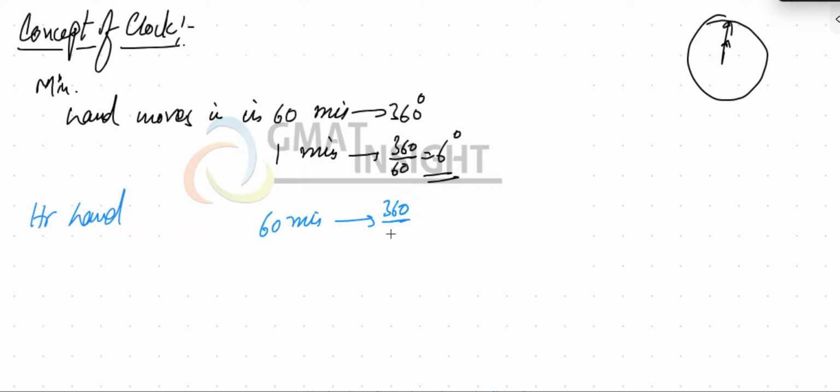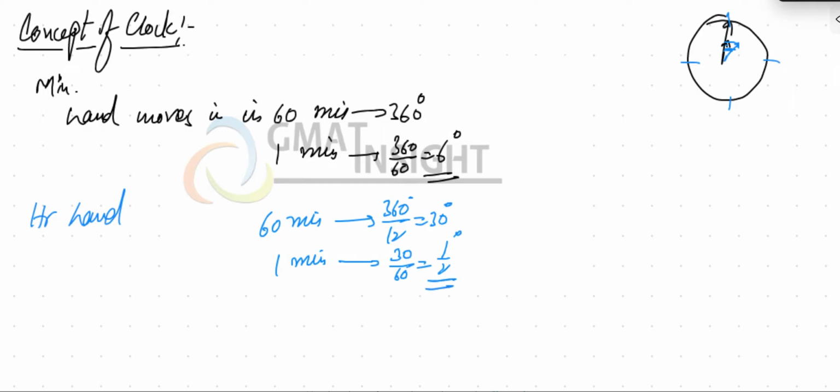We can find this out by dividing 360 by 12, because there are 12 numbers in a clock. Suppose it's 12 o'clock, then in 1 hour the hour hand will move from 12 to 1. So we have to find the angle between 12 and 1, which is 360 divided into 12 equal parts, that is equal to 30 degrees. That means in 1 minute the hour hand moves by 30 divided by 60, which means half a degree.